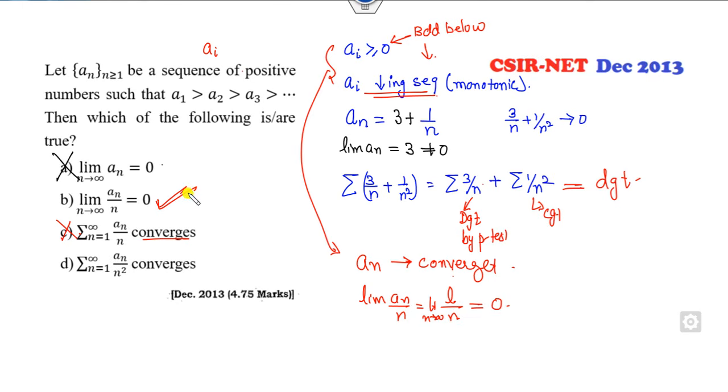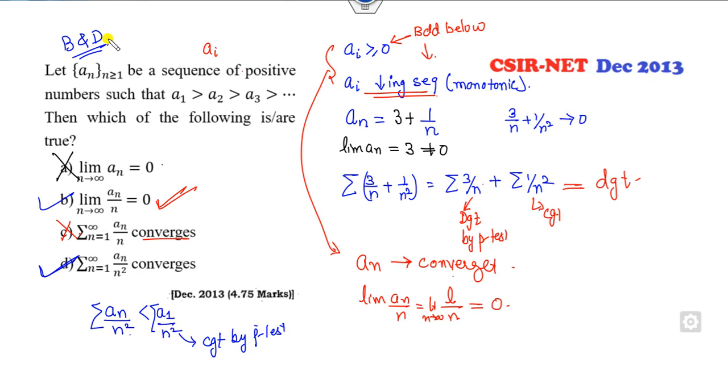So that is the correct answer. a_n over n squared is convergent. So how can you prove that it's convergent? I know a_n is a decreasing sequence. Fine. So a_n is always less than a_1 or a_2. If I divide by n squared on both sides, then take the summation on both sides, this is convergent by the p-test. So therefore, by the limit comparison test, this is also convergent. So the right answers are B and D.